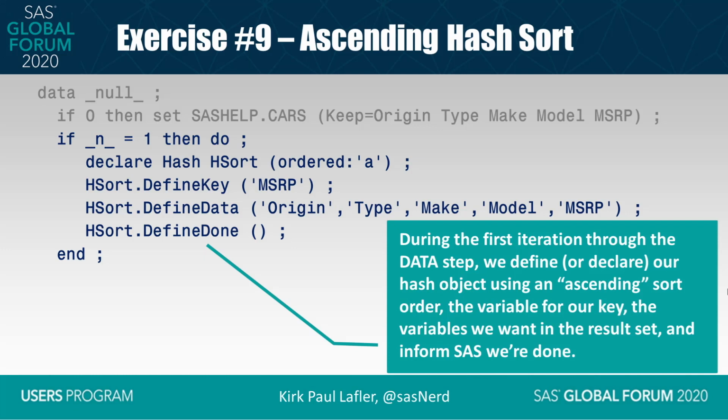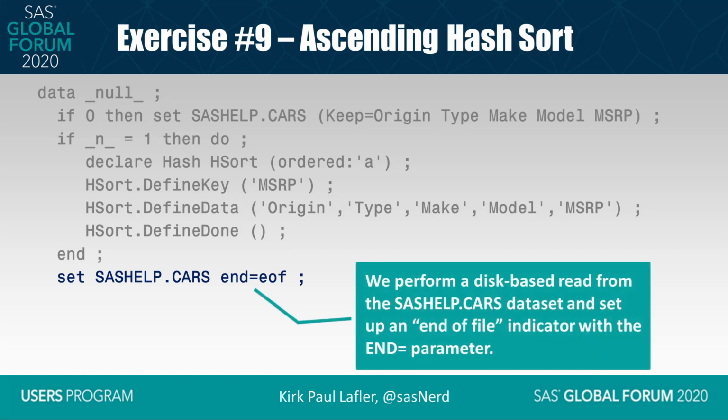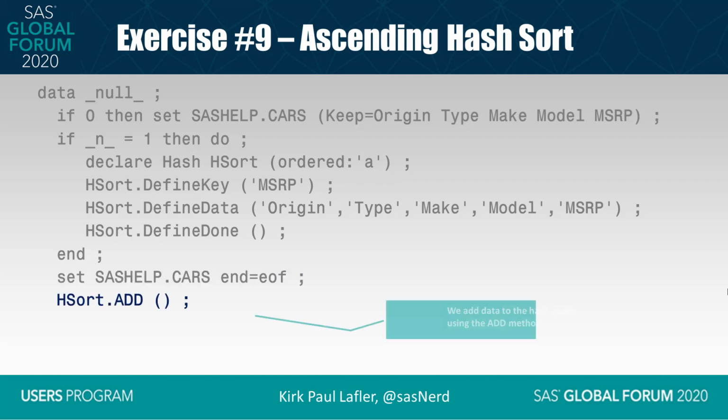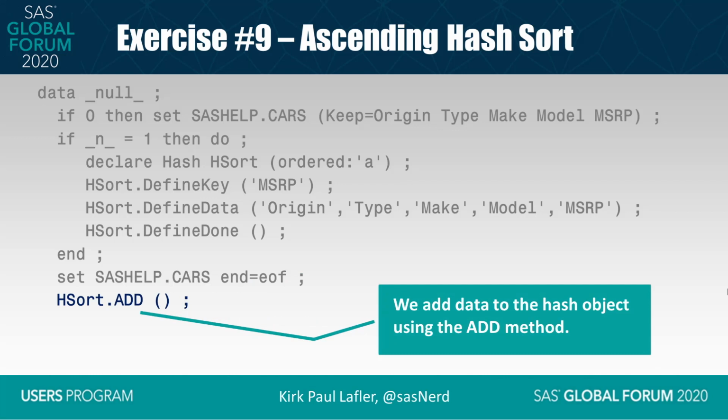We're also going to define what data we want in the result set with our define data method: origin, type, make, model, and MSRP, and then tell SAS that we're done. We're then going to perform a disk-based operation using the set statement against SASHELP.CARS. Notice we want to set up an indicator, END equals EOF, EOF standing for end of file. And then we're going to use the add method.